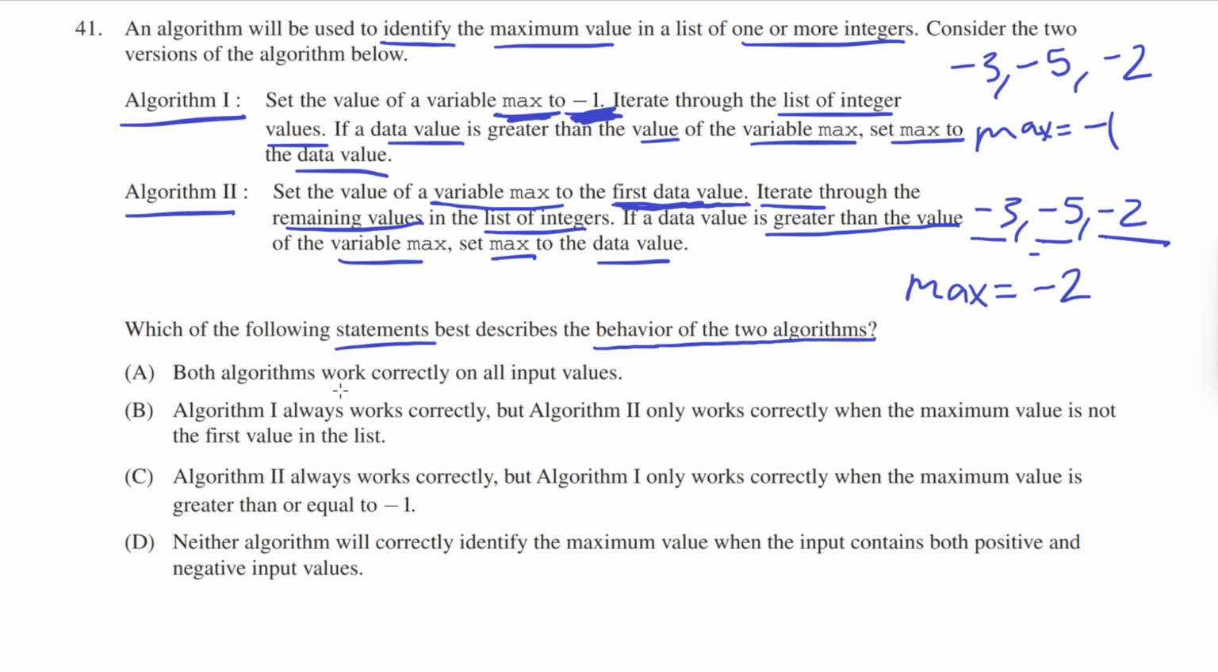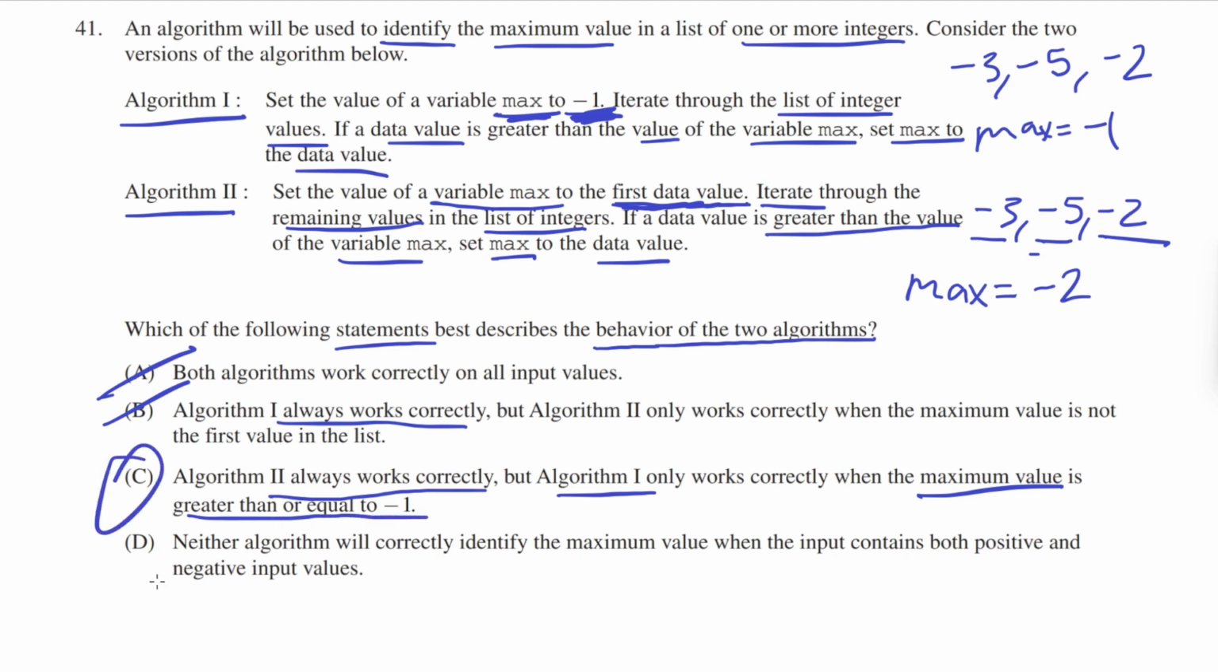So that means both algorithms will not work on all inputs. Algorithm 1 does not always work correctly. Algorithm 2 always works correctly. But algorithm 1 only works correctly when the maximum value is greater than or equal to -1. Yes, that's correct. And neither algorithm will correctly identify the maximum value. And this is incorrect because for both positive and negative input values, algorithm 2 always returns the correct maximum value. So C is correct. Algorithm 2 always works, but algorithm 1 does not work in all cases.